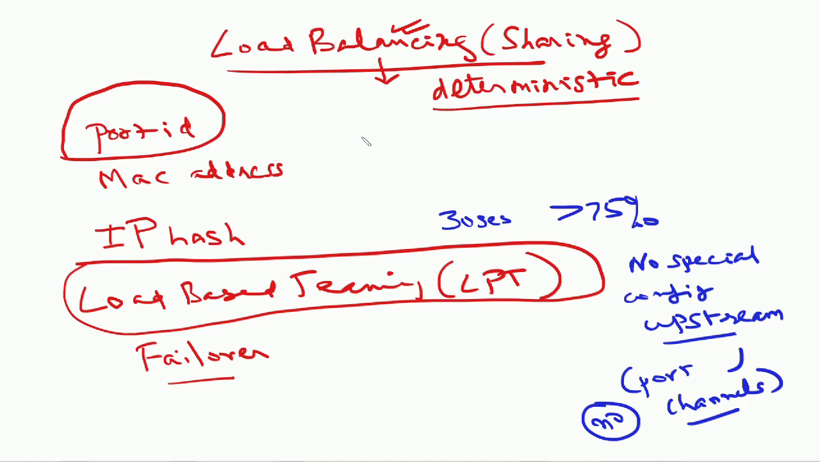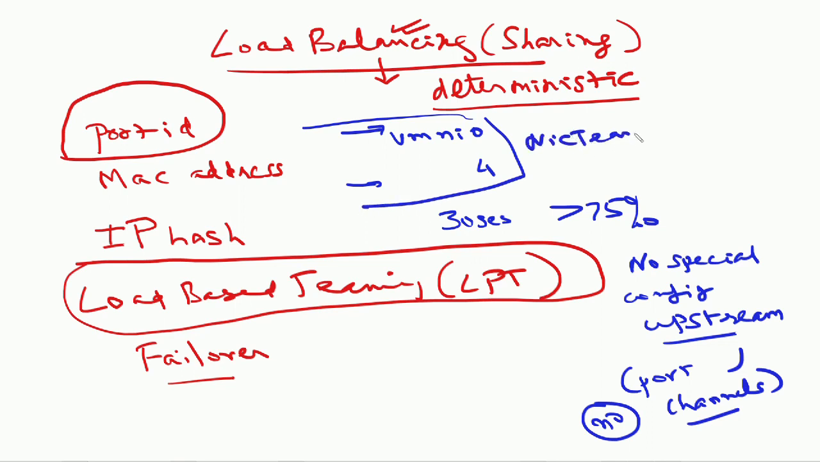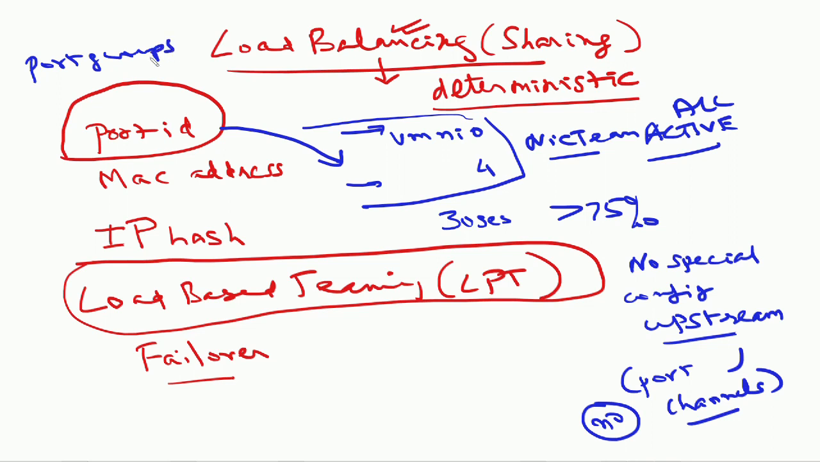Because there are no port channels, it's very compatible. If you have a NIC team group, say you have 4 NICs here, VMNIC 0 through 4 in a NIC team, you can maybe have them all as active. And you basically say that you're going to use the port ID mechanism for the port groups. You can spread your traffic pretty nicely across this.